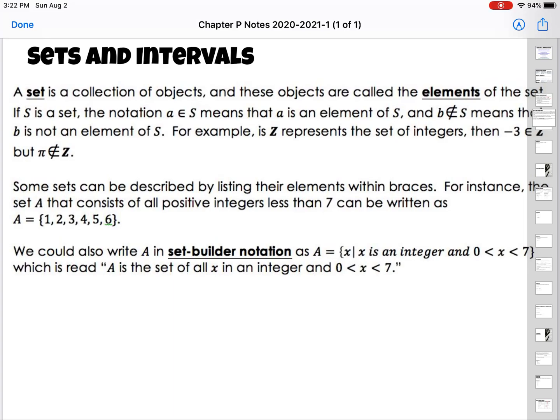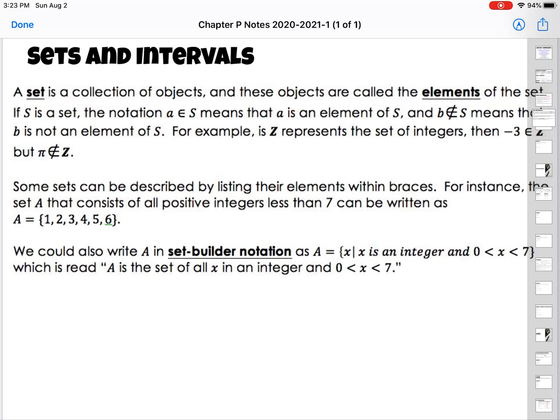So for example, Z is the capital letter we use to represent the integers. That's because whatever the word in German is for integers starts with the letter Z. Then negative 3 would be in Z because negative 3 is an integer, but pi would not be in Z.